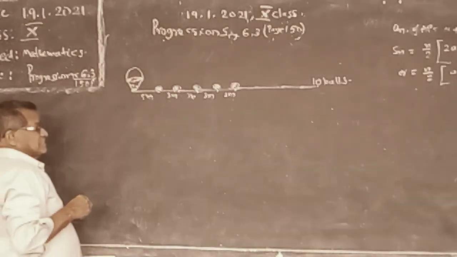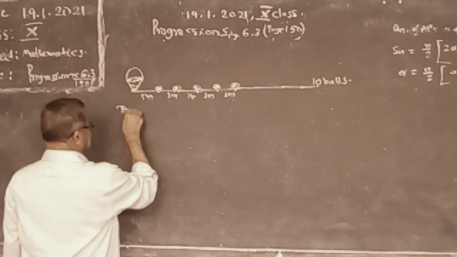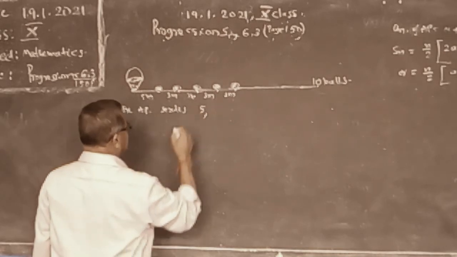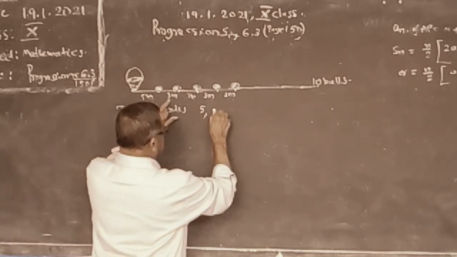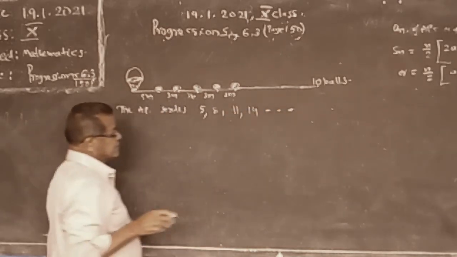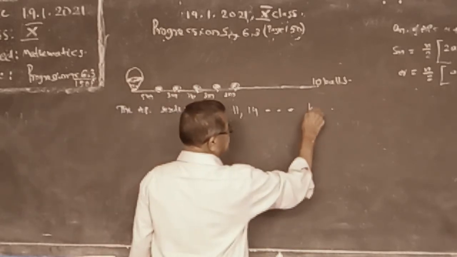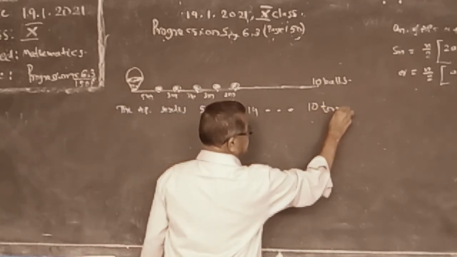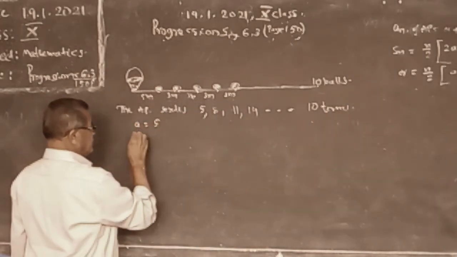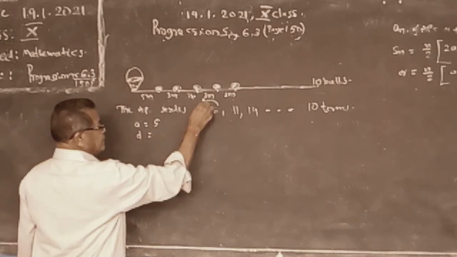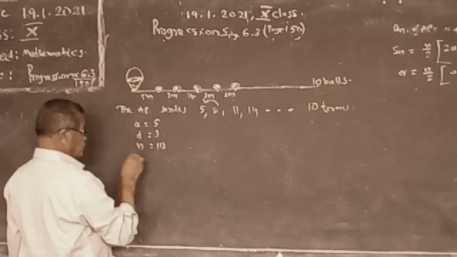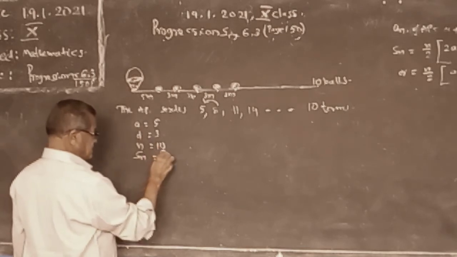So now see the series. The AP series is first 5 meters, 5 plus 3, 8 meters, 8 plus 3, 11 meters, 11 plus 3, 14 meters, and so on, 10 terms. Here a equal to 5 and d equal to 3, 8 minus 5, and n is equal to 10. We have to find Sn. Sn is equal to how much?